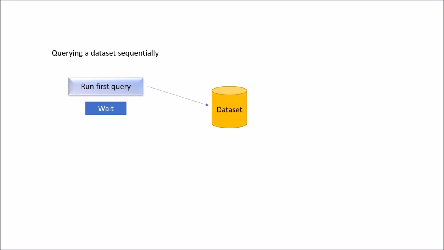Sequentially querying the dataset would involve running the first query and then waiting for it to complete, and then running the second query. If there are a large number of queries to run, or the time taken to obtain the results of a query is long, then the total time to complete all operations can be longer than you wish to wait.